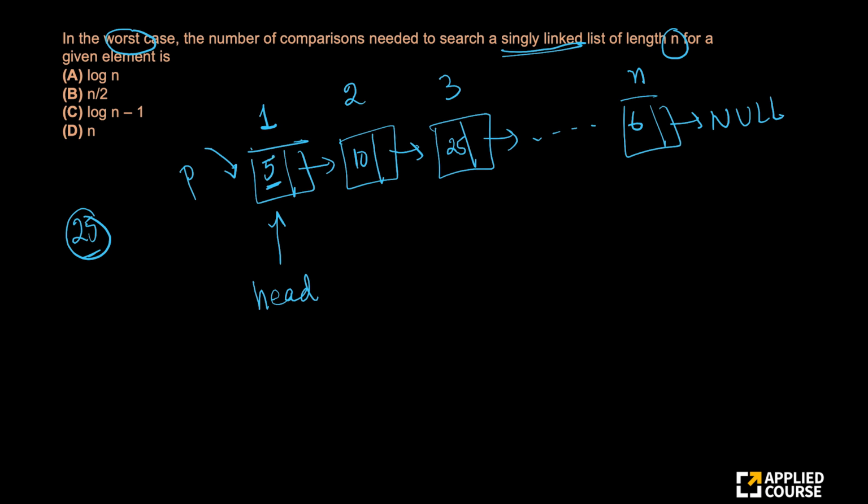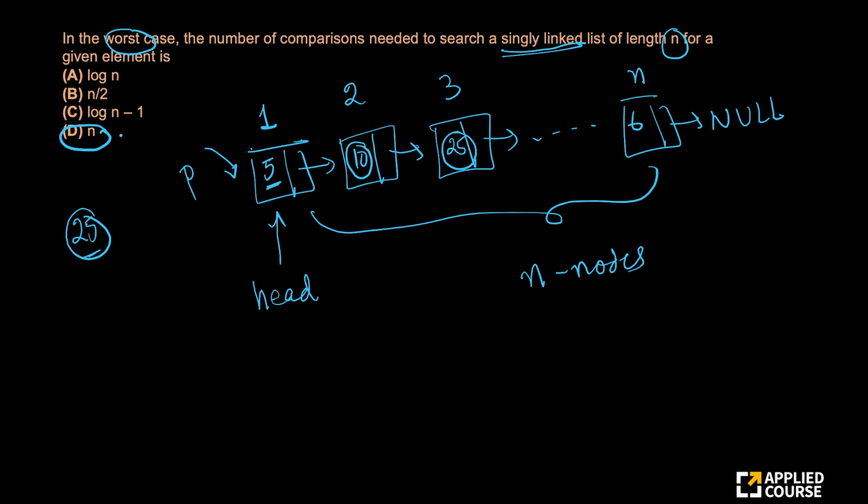First, I'll compare with the first node. Then I'll compare with the second node, then the third node, so on and so forth. In the worst case, I might have to search through all of the n nodes, because this number could match the last element. So in the worst case, the number of comparisons would be n. It's not log n, it's not n by 2, it's not log n minus 1. It is n comparisons that I have to make in a singly linked list to search for an item.